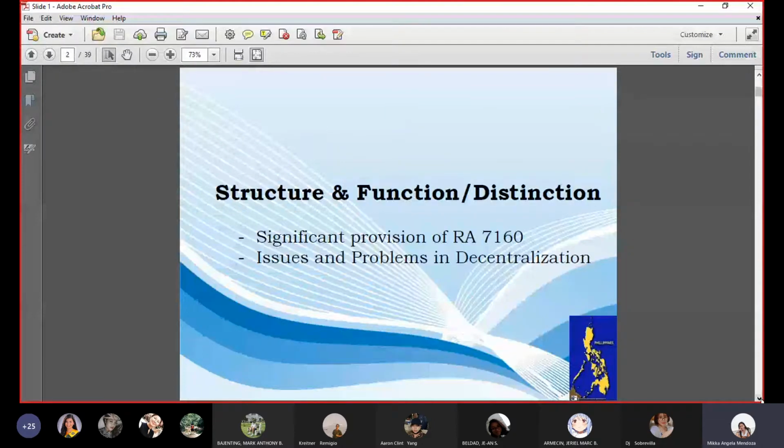Okay, the Local Government Code of the Philippines. So the structure and function distinction. This is a significant provision of RA 7160 or what we call the Local Government Code of 1991. Okay, it has never been amended. Wala pa siya na bago. Still the same. Still the Local Government Code of 1991. So then we're going to discuss also the issues and problems in decentralization with this local government code.